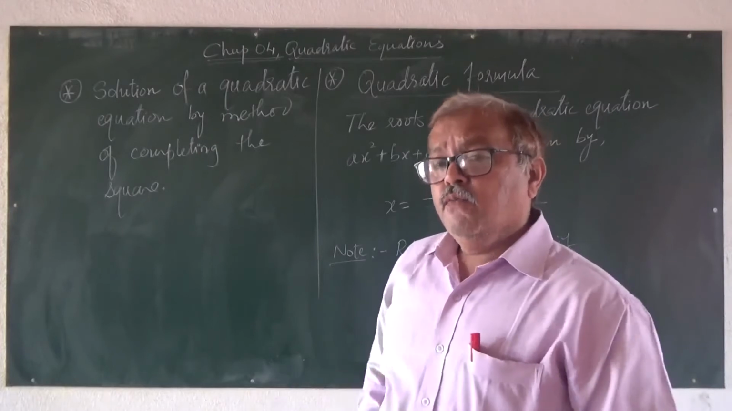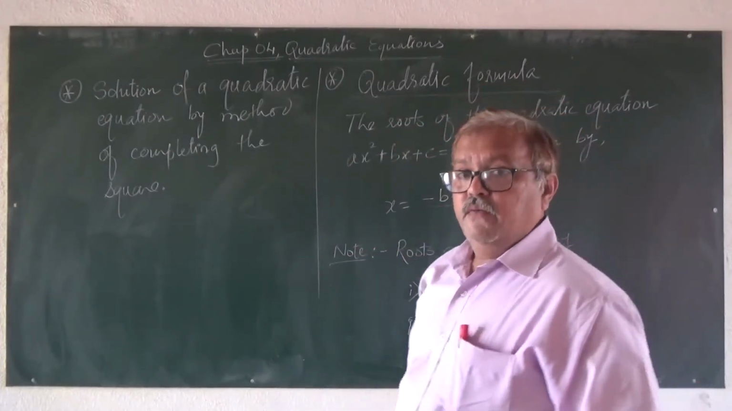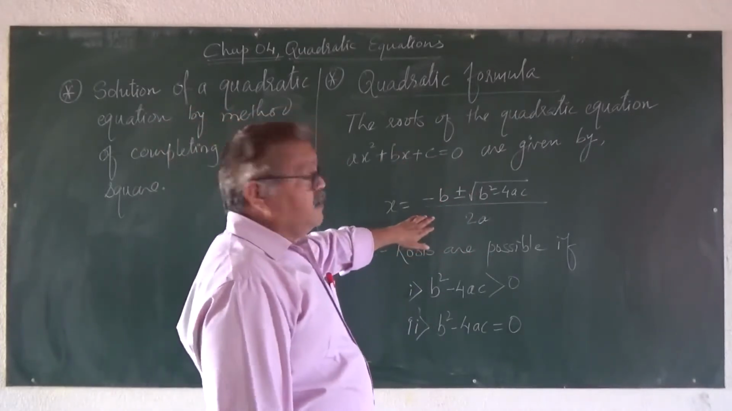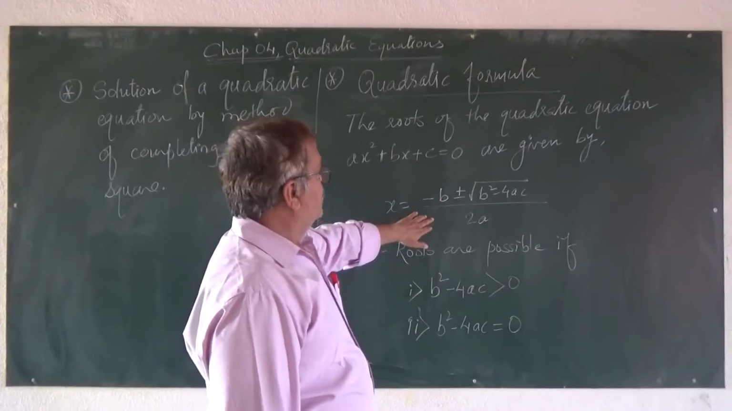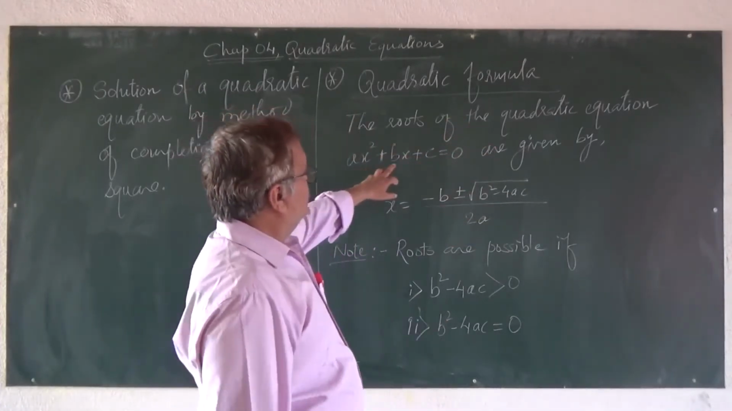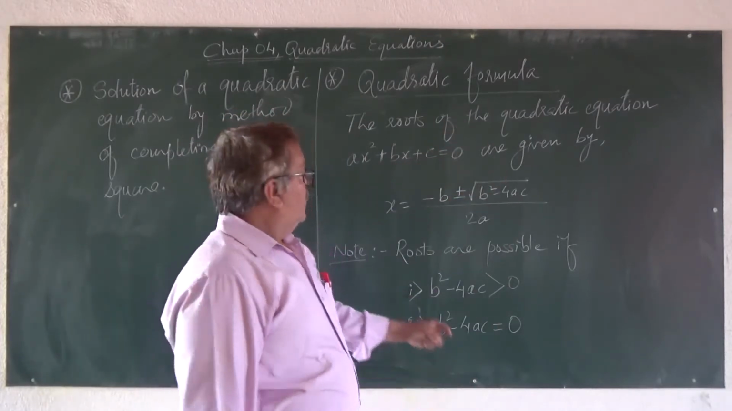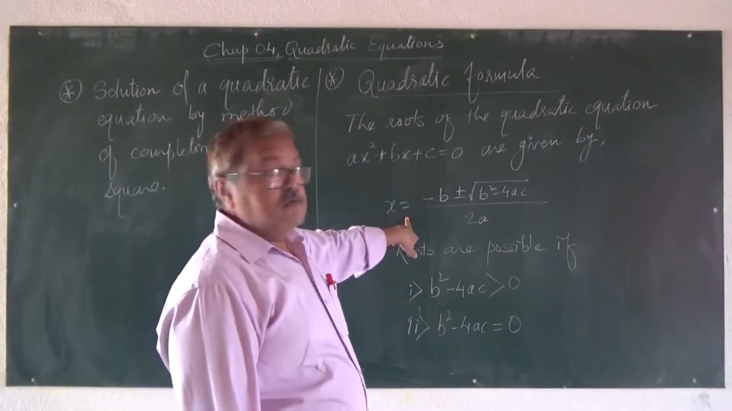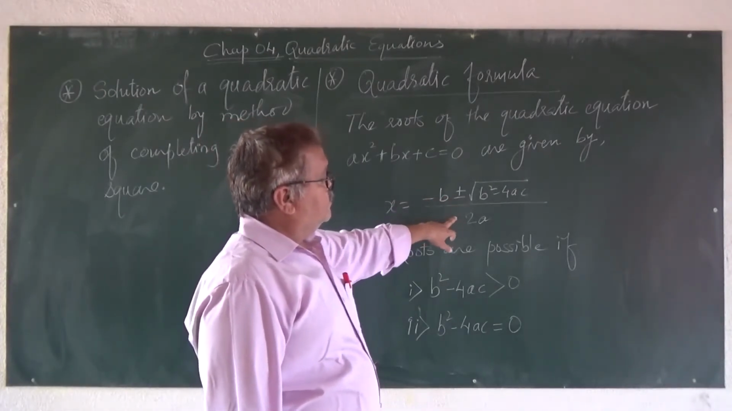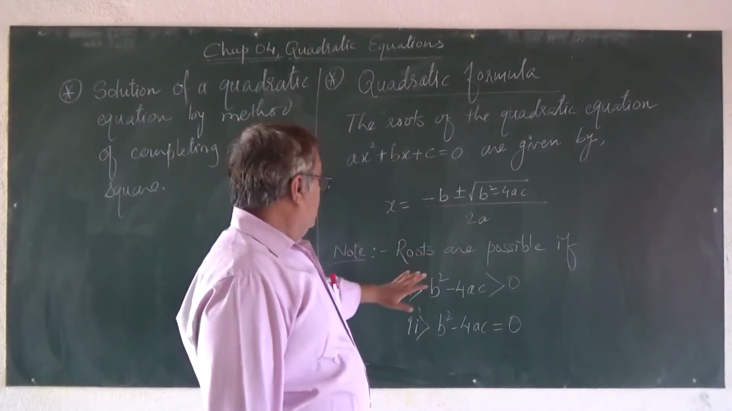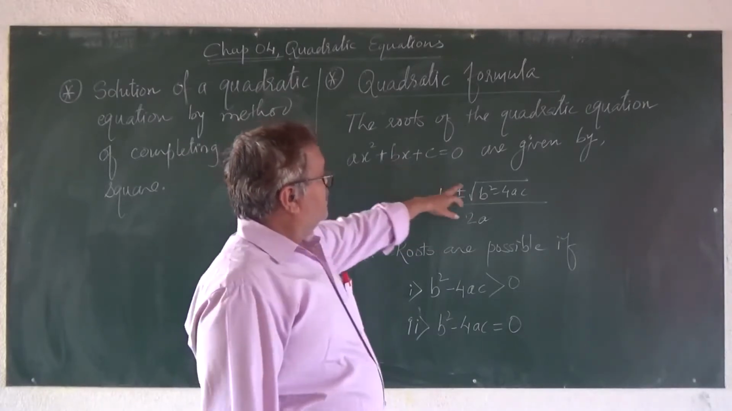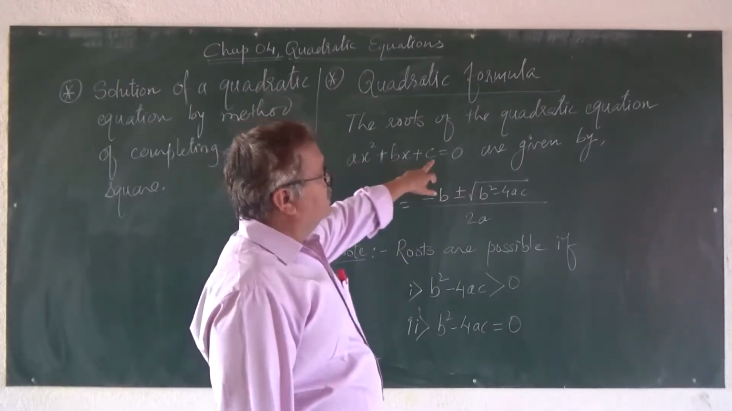And one more method is quadratic formula. What is this quadratic formula? How this is derived, that I am not going to teach here. Let us see directly. The roots of the quadratic equation ax square plus bx plus c is equal to 0 are given by x is equal to minus b plus or minus under root b square minus 4ac upon 2a. Now what is b? b is the coefficient of x, a is the coefficient of x square and c is the constant term.